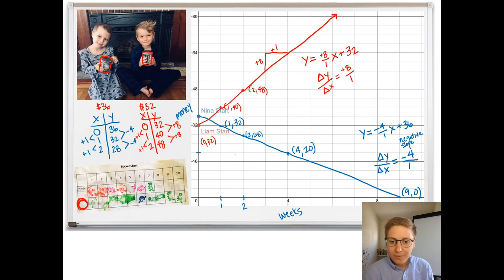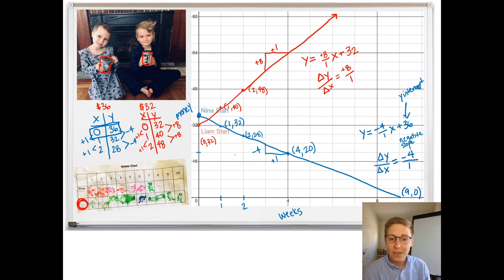Nina had a negative slope triangle. She had negative $4. She spent $4 for every 1 week. So this is a linear relationship. It has a y-intercept. Here is Nina's y-intercept in her equation. Here is her y-intercept in her table. And here is her y-intercept on her graph.